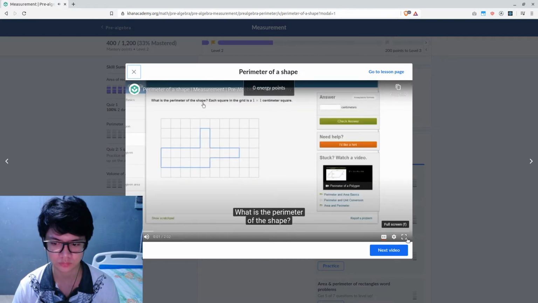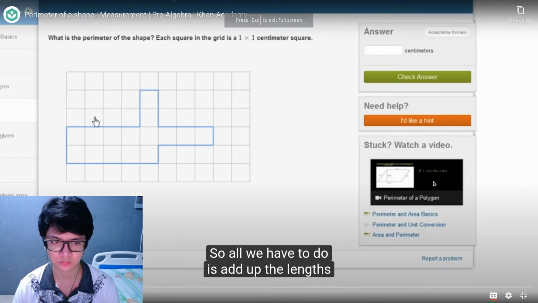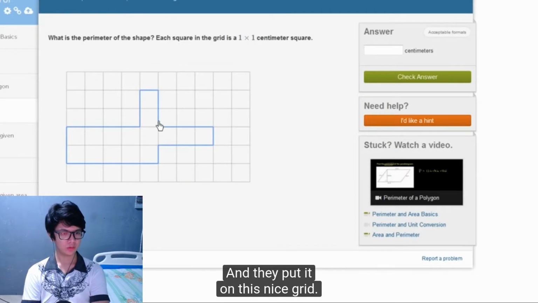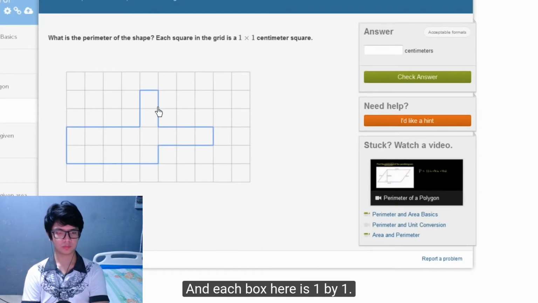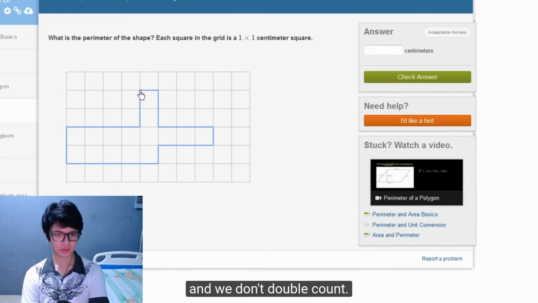What is the perimeter of the shape? Each square in the grid is a 1 by 1 centimeter square. So all we have to do is add up the lengths of these blue segments right over here, put on this nice grid, and each box here is 1 by 1. So let's say we start up here, and we want to make sure that we only go to where we started and we don't double count.